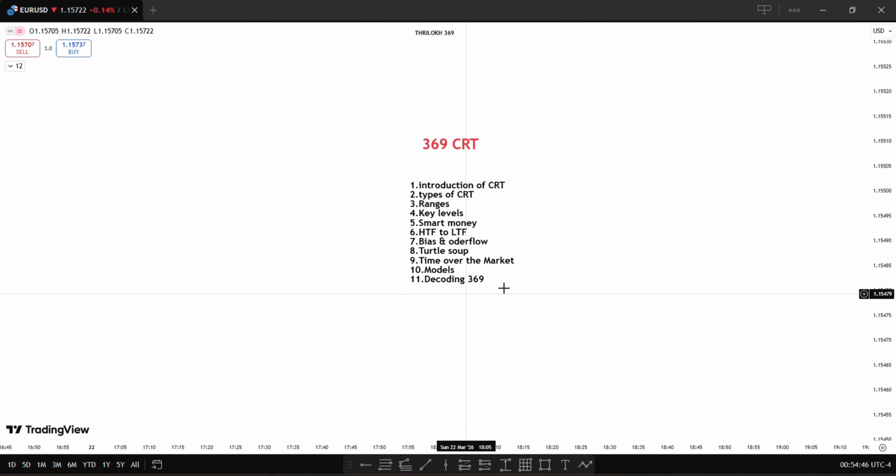And the final one is decoding the 369. This has been my specialty. If you have not watched these 10 lectures, you will not get an idea of decoding the 369. This I made from here. I went through this whole 10 chapters and finally I reached the 369 decoding. That was the real edge that exists for me.